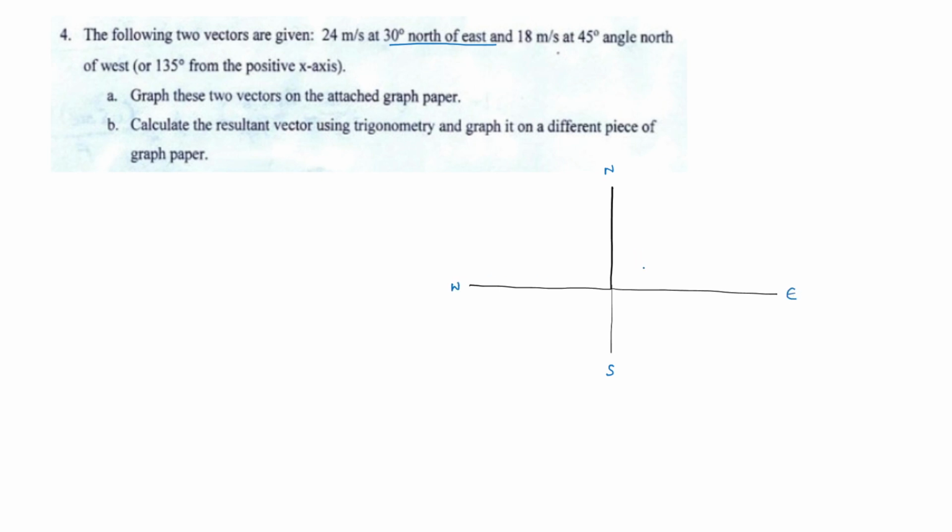So one is 30 degrees north of east. So from east we need to draw a line approximately making an angle of 30 degrees. So this vector is known as 24 meter per second. And the other vector is 45 degrees angle north of west. So from west it is making 45 degrees. So this is 18 meter per second.